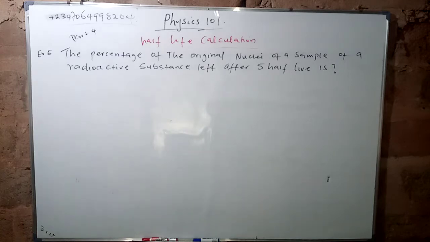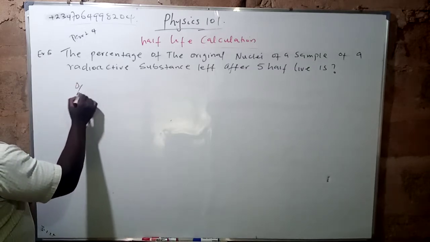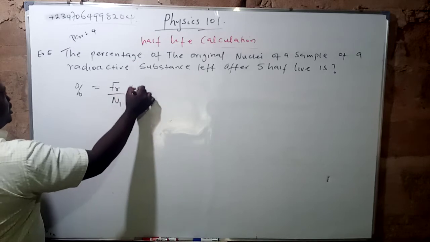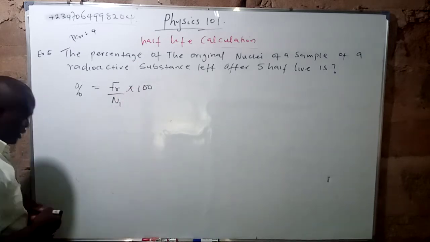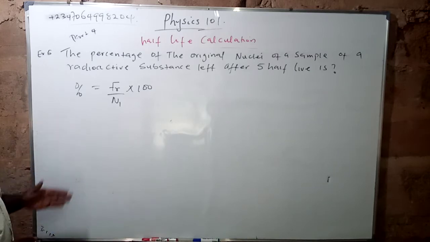The formula for calculating the percentage of a radioactive substance left is: percentage left is Fr all over N1 times 100. And so this is also easy. You already know what is Fr. You already know what is your N1.